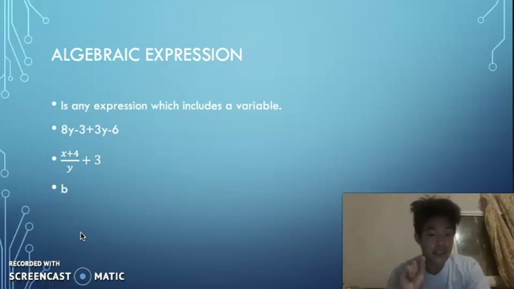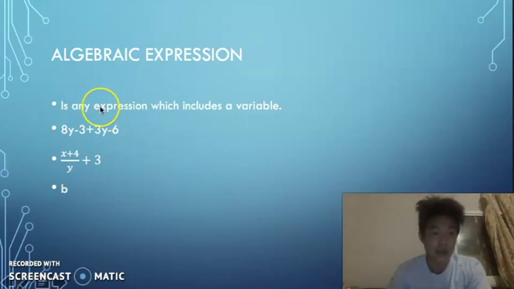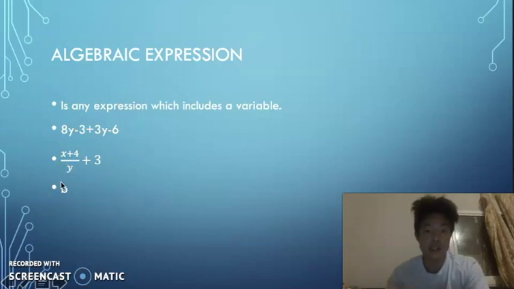Now, this is different from an algebraic equation that you may have heard of. An equation is something that has an equal sign. As you can see in these three problems, there is no equal sign. All it is saying is a statement. This is saying, for example, b. That is the only statement that it is making. So this is an example of an algebraic expression.